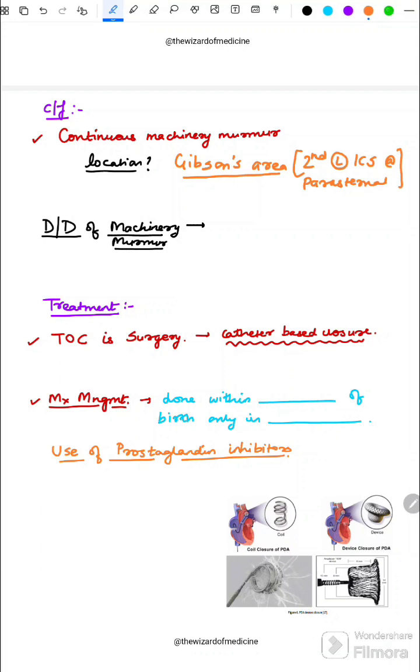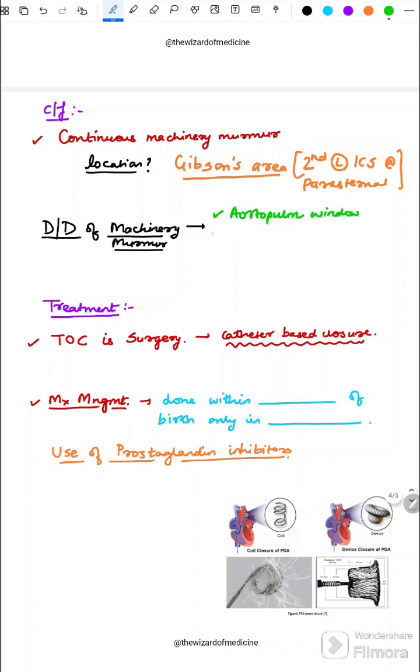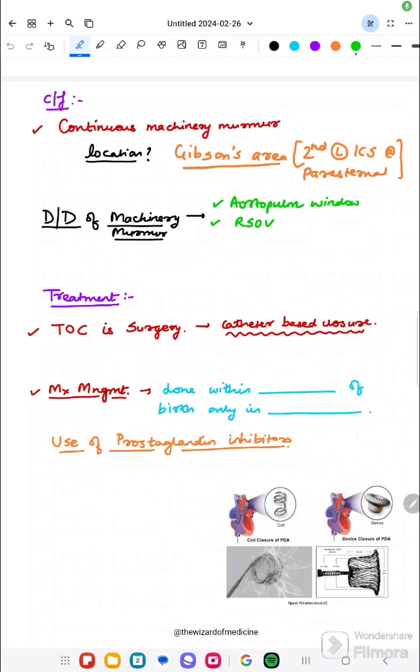Now what are the differential diagnoses of machinery murmur, and where do we see them? So we can see it in the aortopulmonary window, in RSOV. RSOV is ruptured sinus of Valsalva. Then they are also seen in AV malformations and in collaterals like coarctation of aorta, right?